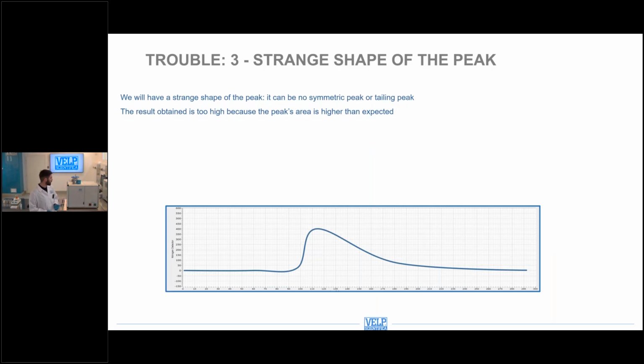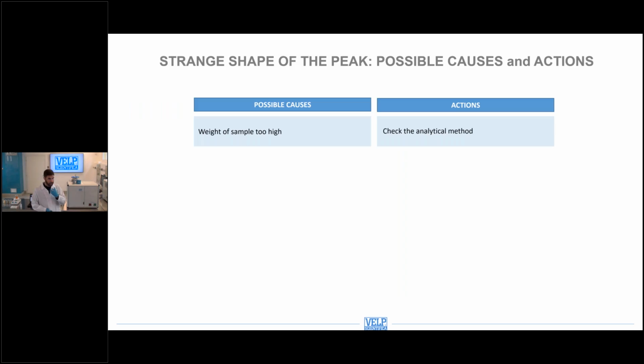The trouble number 3 is when the peak has a strange shape. So it's not symmetric like a standard nitrogen peak should be, and it has a tailing shape. In this case, the results are higher than expected because the area is too high. Again, we have to investigate the causes of this issue. The first cause could be that the sample weight used for the analysis was too high.